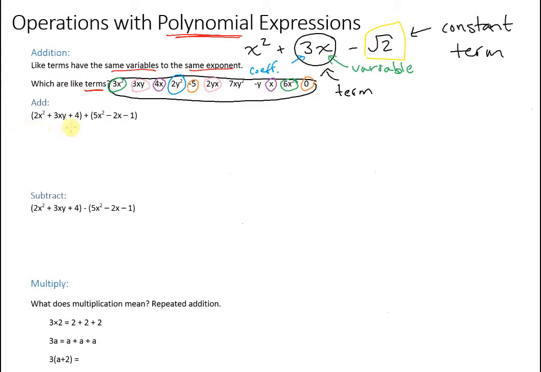So those are like terms. If we want to add some polynomial expressions together, we're going to collect like terms. Some people find it very helpful to circle, underline, anything to indicate which terms are like terms. So let's do that. We have an x squared term here and an x squared term here, so they're going to collect together. 2x squared plus 5x squared is 7x squared. Okay, this xy term, there's no other xy's.